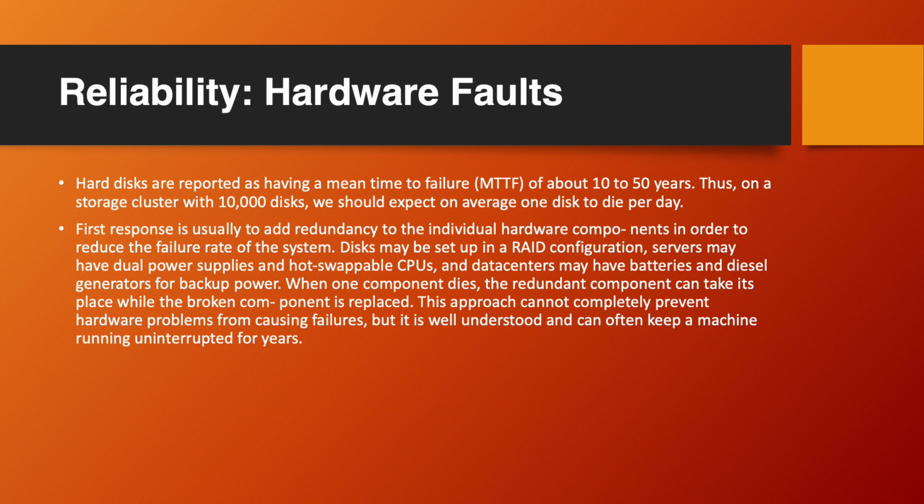The first response is usually to add redundancy to the individual hardware components in order to reduce the failure rate of the system. Disks may be set up in a RAID configuration, servers may have dual power supplies or hot-swappable CPUs, data centers may have batteries and diesel generators for backup. When one component dies, the redundant component takes its place while the broken component is replaced. This approach cannot completely prevent hardware problems from causing failures, but it is well understood and can often keep a machine running uninterrupted for years.